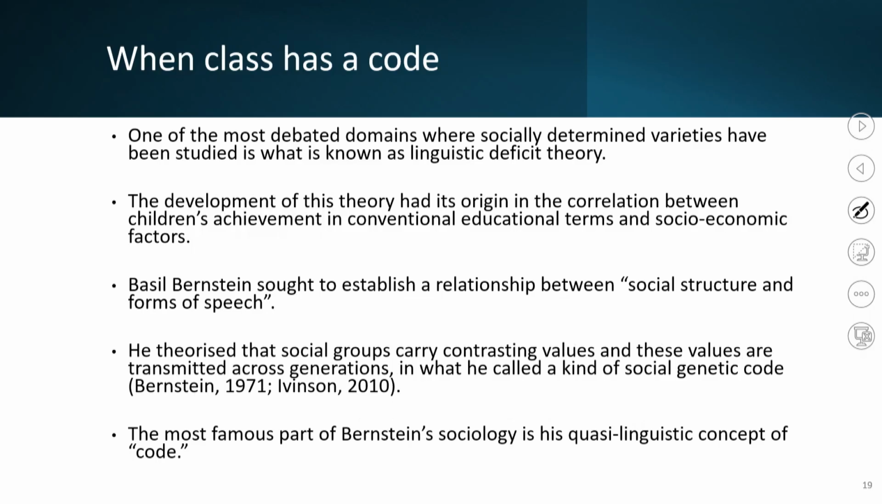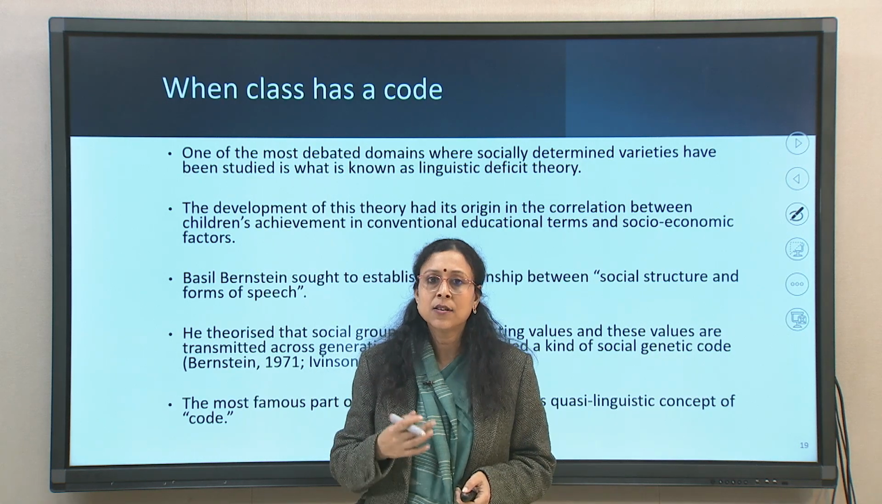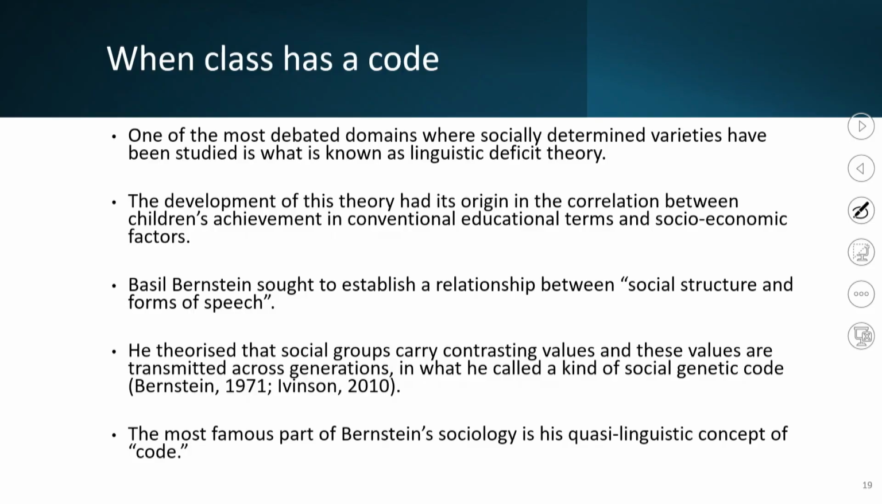Now, we have the last type here, which is code. Sometimes class has a code. This is one of the most debated topics and for some time remained controversial, where socially determined varieties have been studied; for some time it was known as the linguistic deficit theory. The development of this theory had its origin in the correlation between children's achievement in the conventional education system and socio-economic factors. Depending on the class you come from, it seemed to have a bearing on the child's success in the education system.